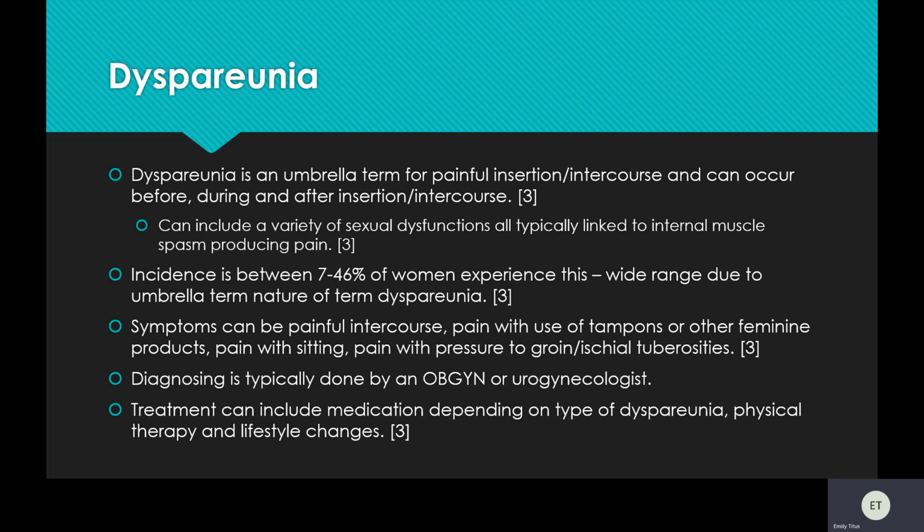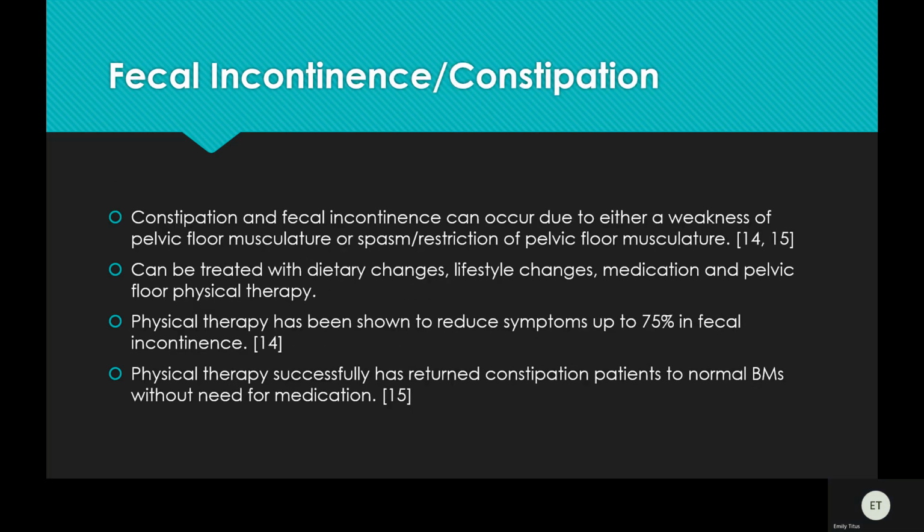So these folks have painful use of tampons, pain with sitting because of those muscles pulling and spasm around your ischial tuberosities. They can have ischial tuberosity pain, pain with pressure to the groin. Sometimes these folks tell me that they couldn't get through the speculum exam at the OBGYN because they can't tolerate the use of the speculum, and certainly painful intercourse. So treatment can include medication depending on the type and mechanism of the injury, as well as PT and lifestyle changes, here with pelvic floor.